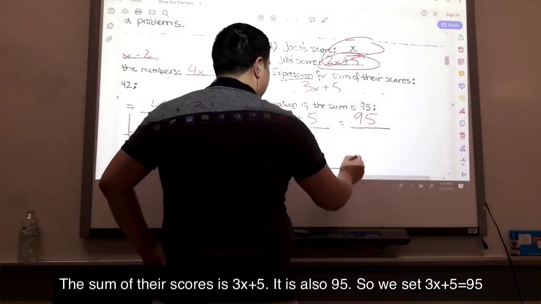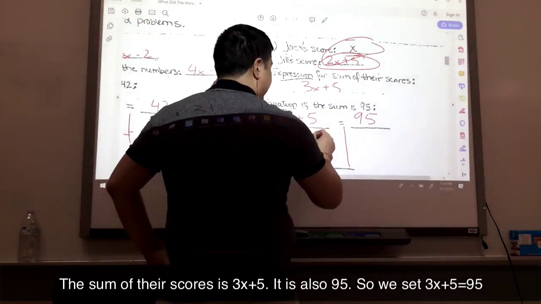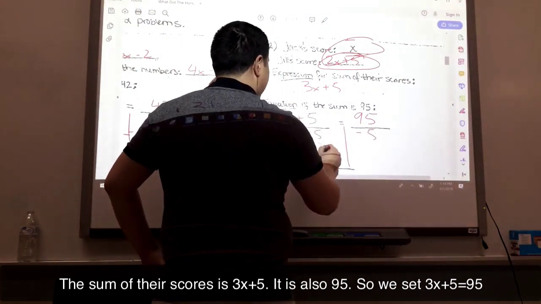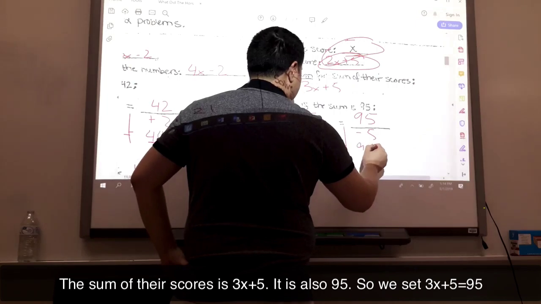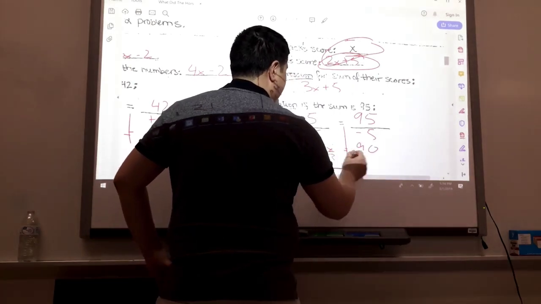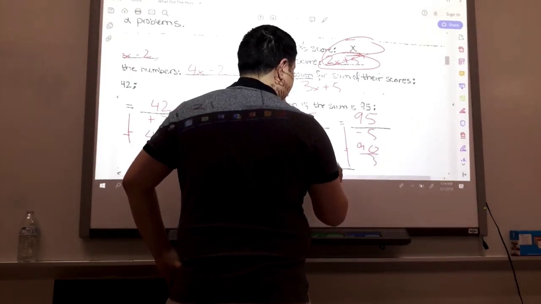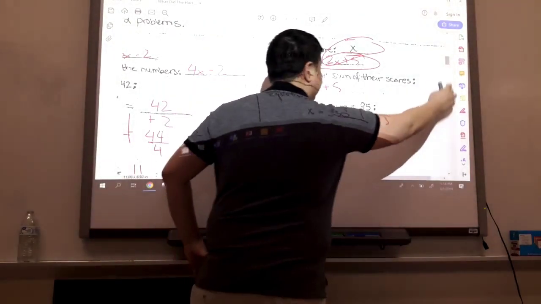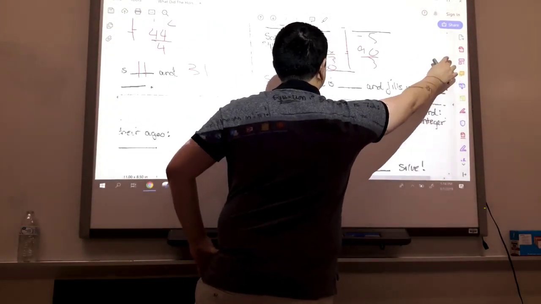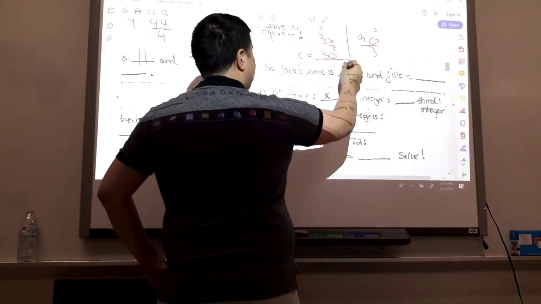So therefore, when we do that, minus 5 from both sides, 3x equals 90. We're going to divide by 3, divide by 3. x equals 30, which means that Jack's score is 30.